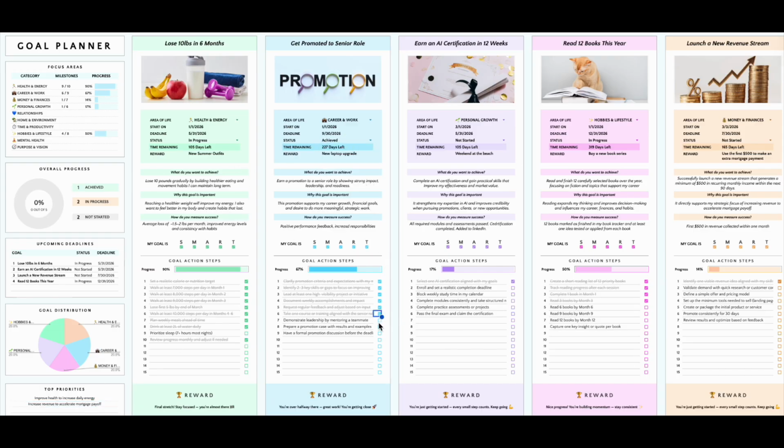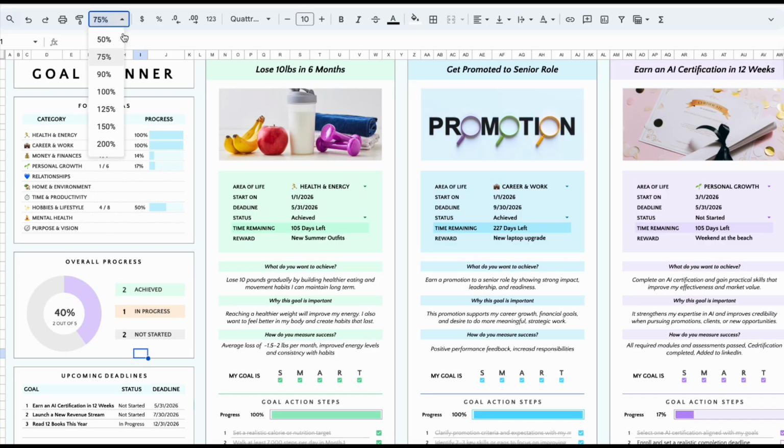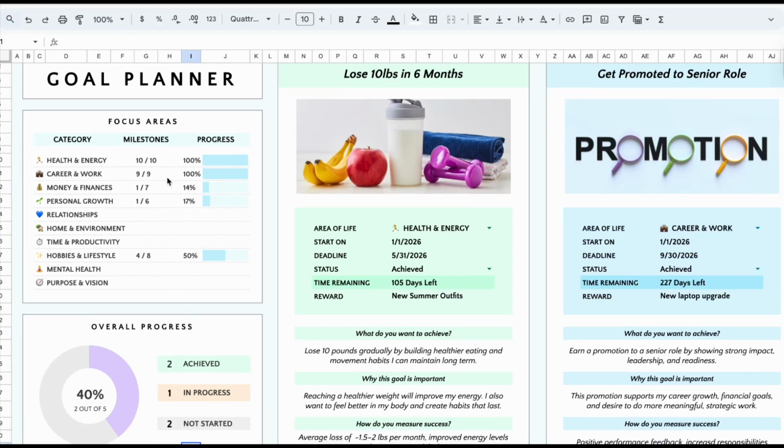For this walkthrough, we'll be using the light mode version of the template. You can adjust the zoom level in Google Sheets at any time to fit your screen and make the text easier to read. Feel free to try a few settings to find what works best for you.